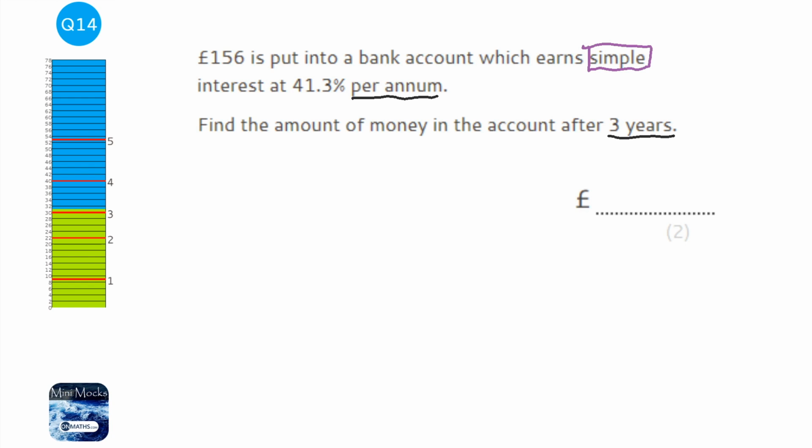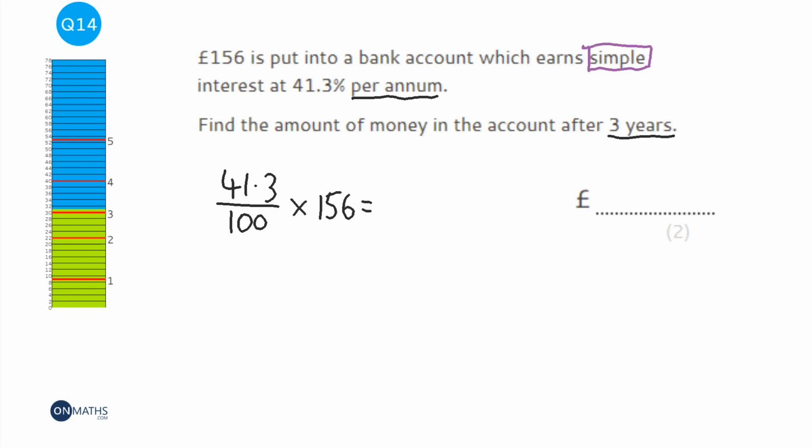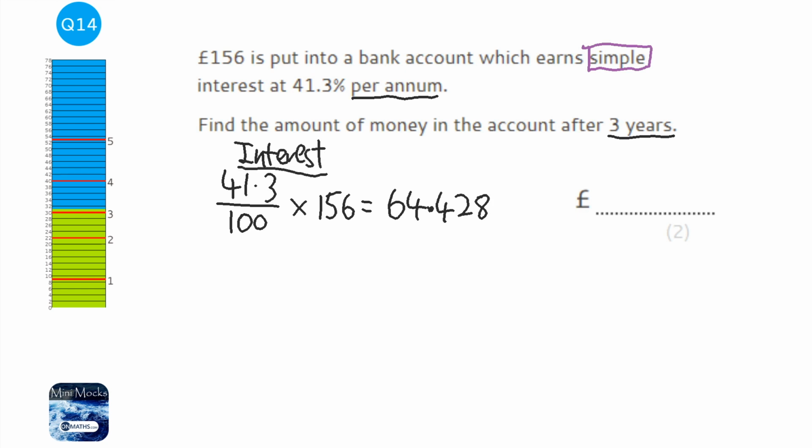So the first and most important thing that we do is calculate 41.3% of 156. Percent just means per 100. So on my calculator, I'm going to do 41.3 divided by 100 and then times it by 156. That's how to work out 41.3% of 156. When I do that, I get 64.428. So this is our interest, and it's useful to show the examiner what you're doing.